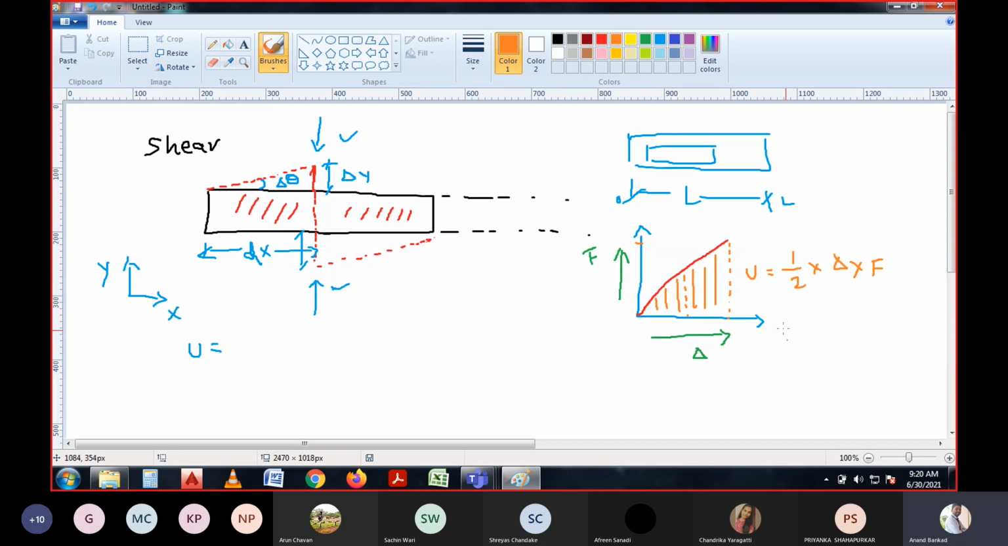That means the load is applied gradually. Correct. So now in the place of this delta, we have delta y, that is what I am writing, and multiplying with F. F is the force that is applied on the member, so I can directly write it as F.